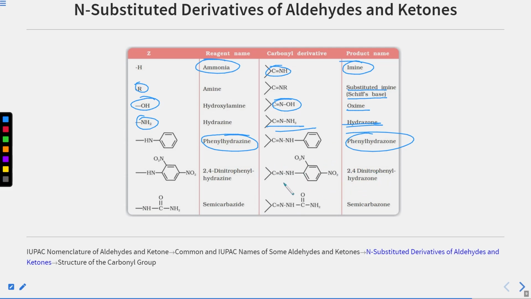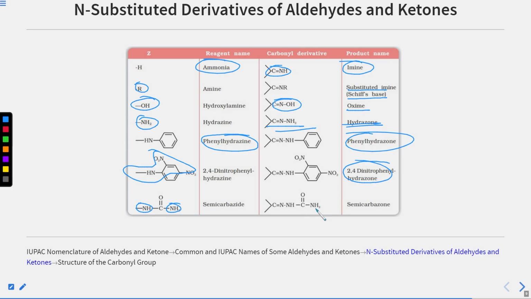Now out of all of these, this one is the most important. It is asked often. If we place a 2,4-dinitrophenyl group in place of this, then it would look like this, and its name would be 2,4-dinitrophenylhydrazone. At last, what are we replacing it with? We are replacing it with NH on both sides.